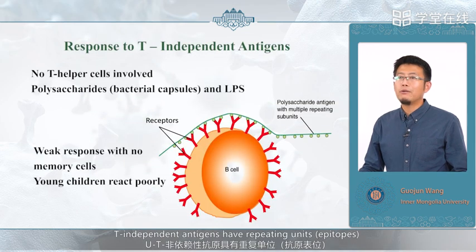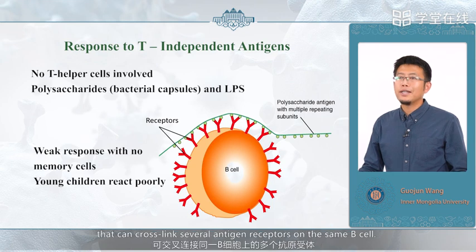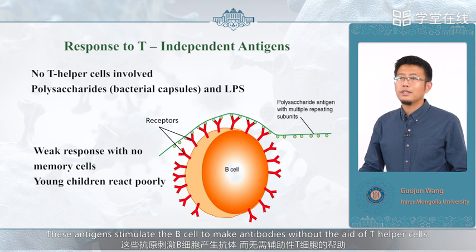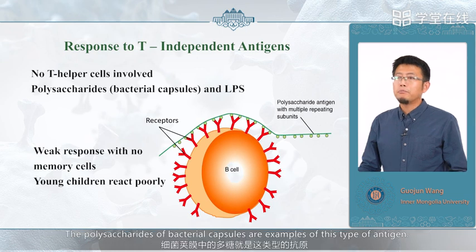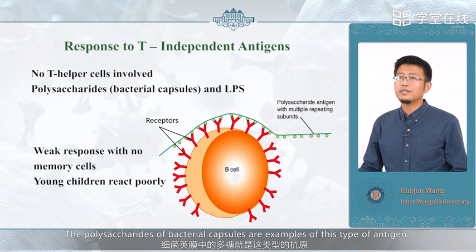T-independent antigens have repeating units, epitopes, that can cross-link several antigen receptors on the same B cell. These antigens stimulate the B cell to make antibodies without the aid of T helper cells. The polysaccharides of bacterial capsules are examples of this type of antigen.